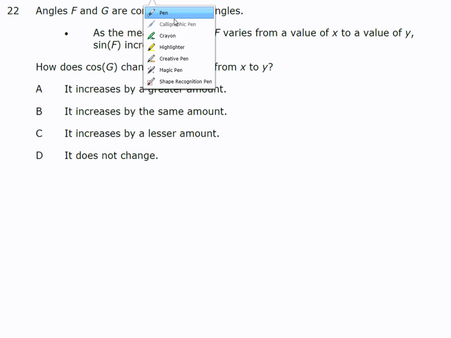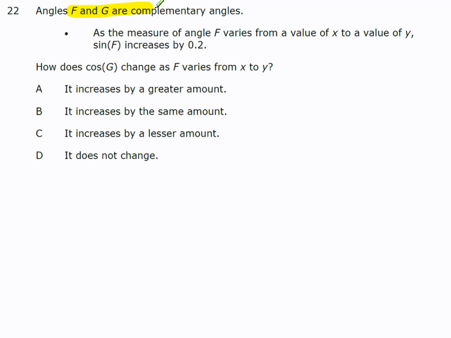Alright, so highlighting some key information here. F and G are complementary angles. The measure of angle F varies from a value of x to a value of y. Thus, the sine of F increases by 0.02. So as the measure changes, the sine of F increases by 0.02. How does the cosine of G change as F varies from x to y?